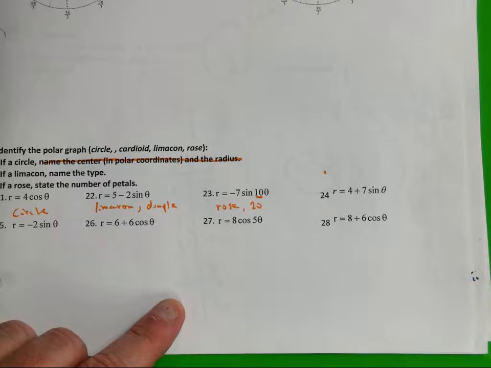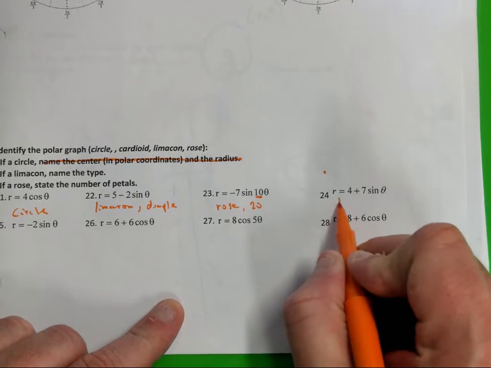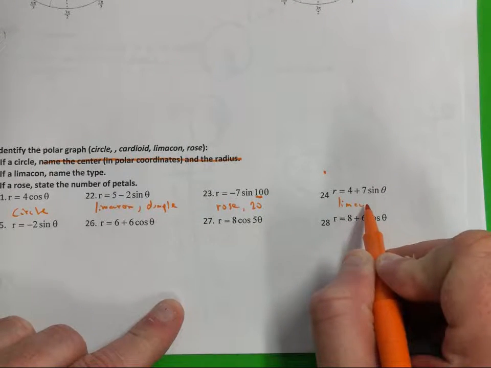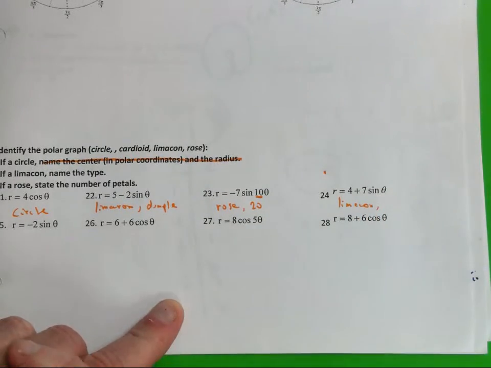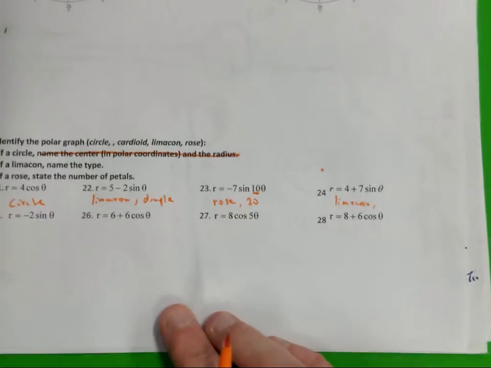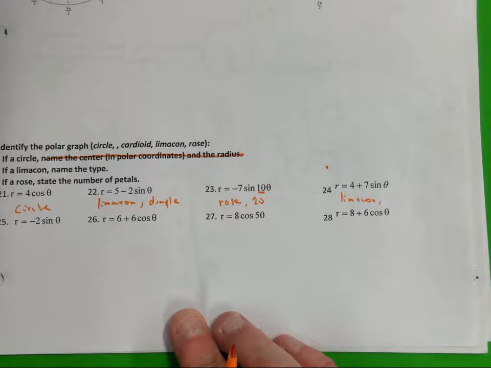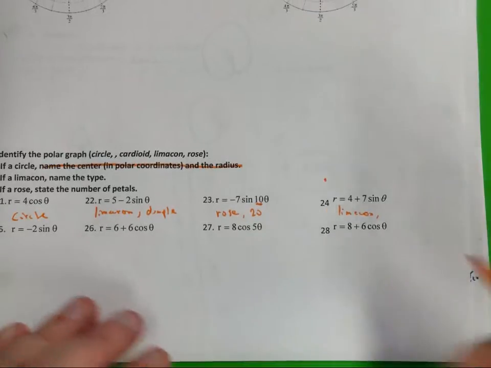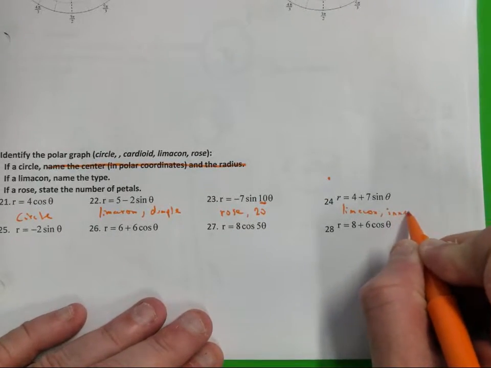Number 24. What type is that, guys? A limaçon. You see a plus, that's a limaçon. Now, the A value, what do you notice? Is the absolute value of A less or greater? Less. So it's a limaçon with a what? Inner loop.